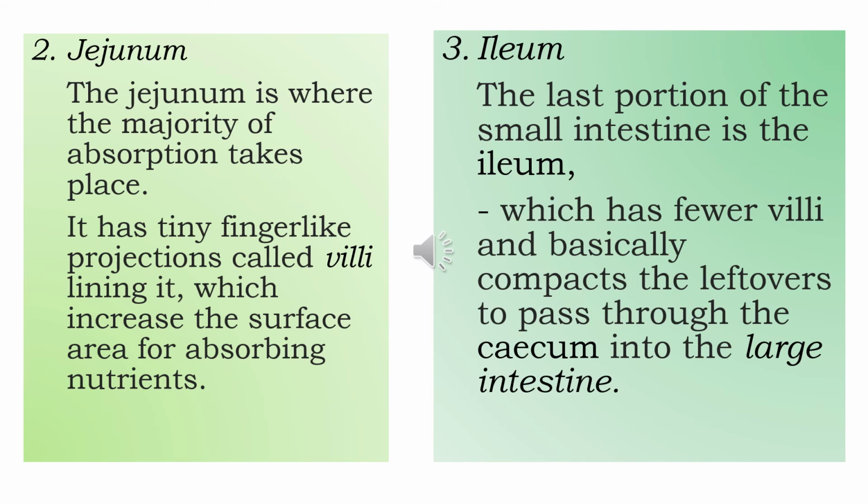Number 2, jejunum. The jejunum is where the majority of absorption takes place. It has tiny finger-like projections called villi lining it, which increase the surface area for absorbing nutrients. And number 3, the ileum. The last portion of the small intestine is the ileum, which has fewer villi and basically compacts the leftovers to pass through the cecum into the large intestine.